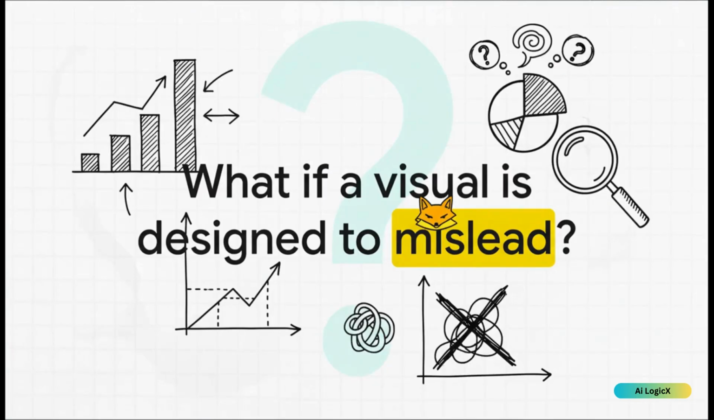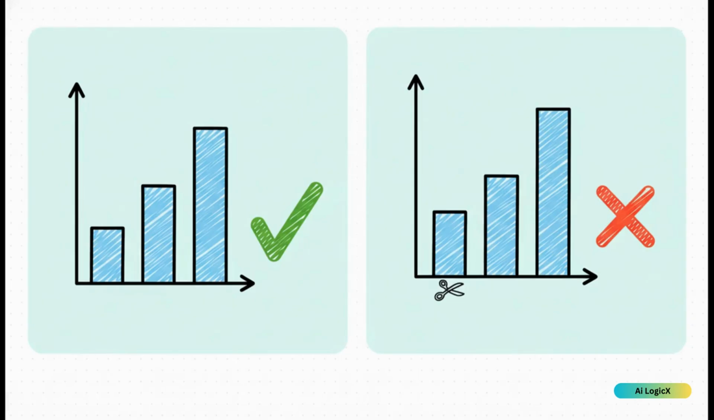And that leads to a really critical question. What happens when a visual isn't actually designed to inform you, but to mislead you? And this can be totally intentional, to push some kind of agenda. Or it can even happen by accident, just through a bad design choice. Okay, take a look at this. We've got the exact same data presented in two totally different ways. On the left, you see an honest chart.